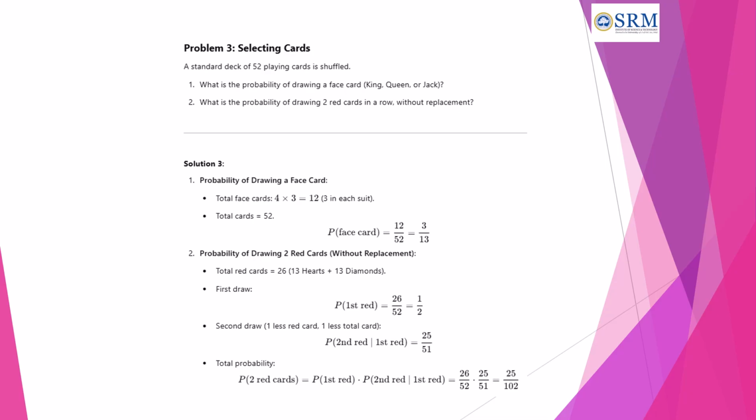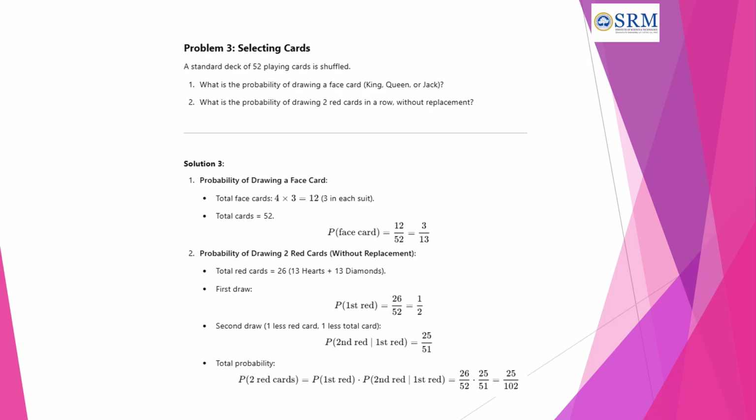Problem 3. Selecting cards. In a standard deck of 52 cards, there are 12 face cards, kings, queens and jacks, because each suit has 3 face cards and there are 4 suits. So the probability of drawing a face card is 12 out of 52, which simplifies to 3 upon 13.